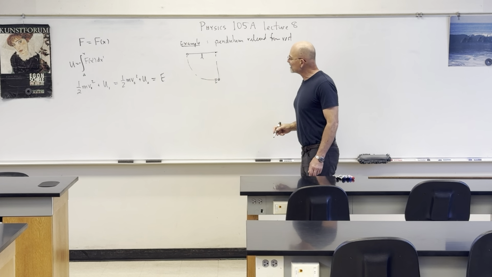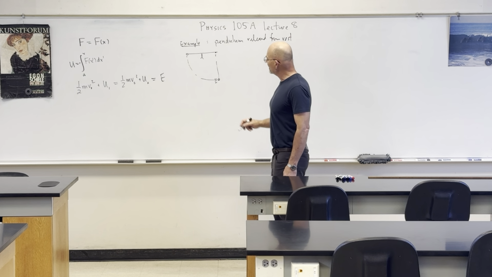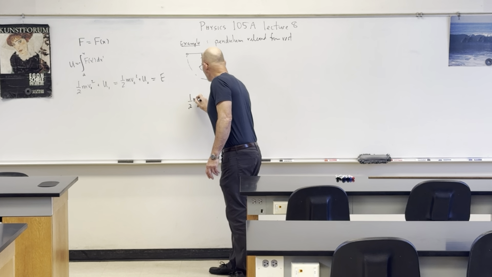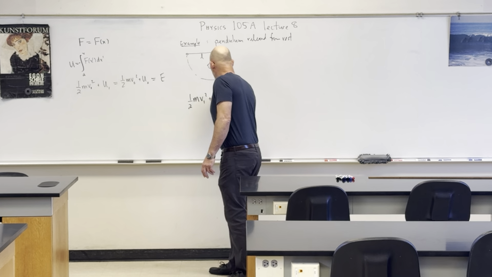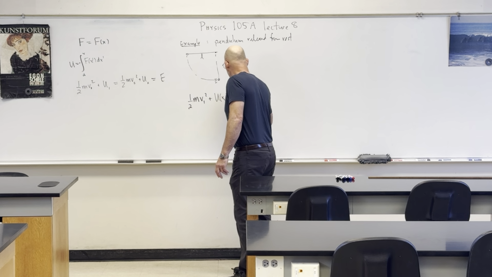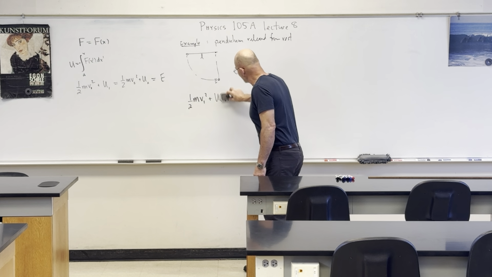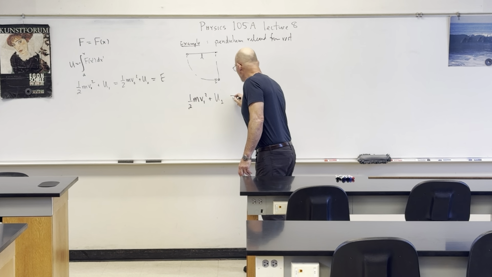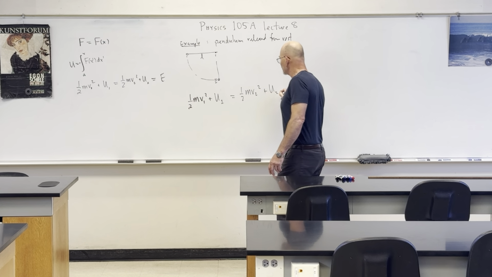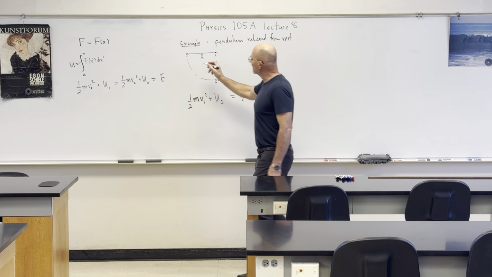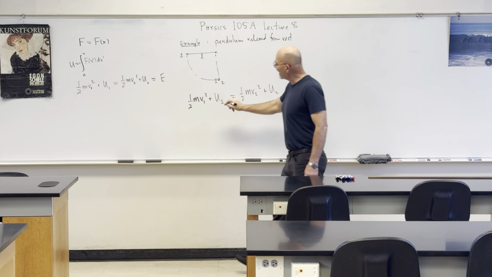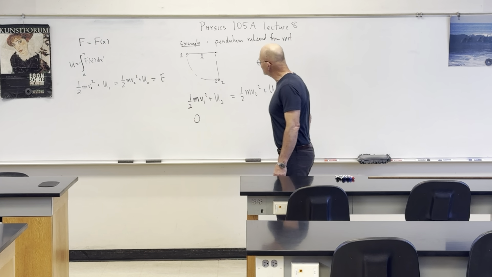Okay, so we release the pendulum from rest. There's our conservation of energy. It's being released from rest. I'm just going to rewrite this: 1/2 m v1 squared plus U of x1 equals 1/2 m v2 squared plus U2. And I'm calling this the 1 position and this the 2 position. I'm releasing it from rest, so I've got a 0 here.